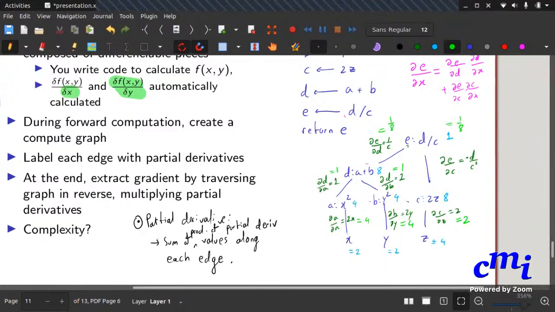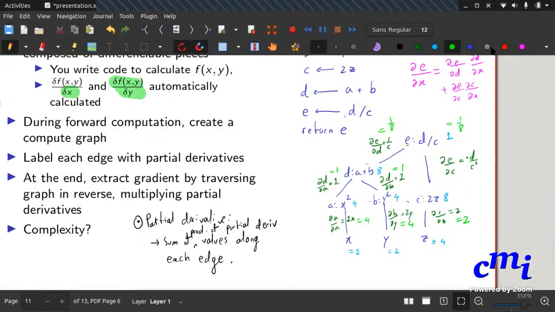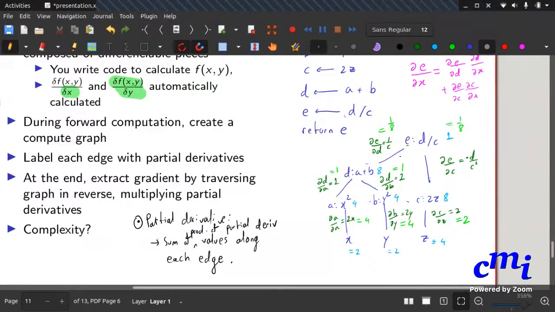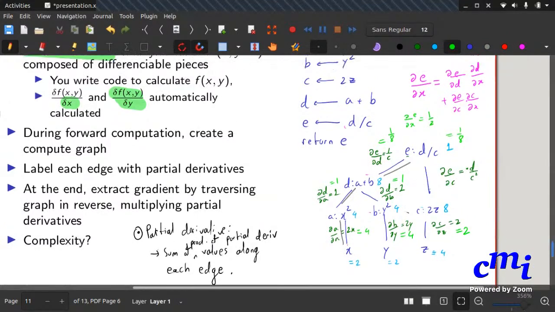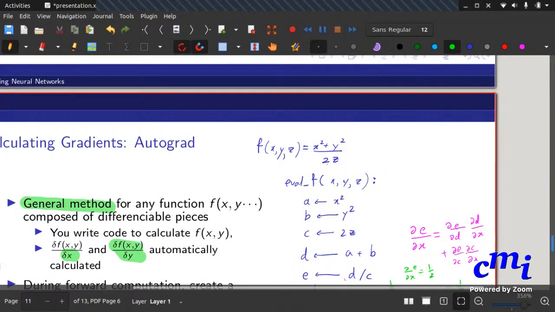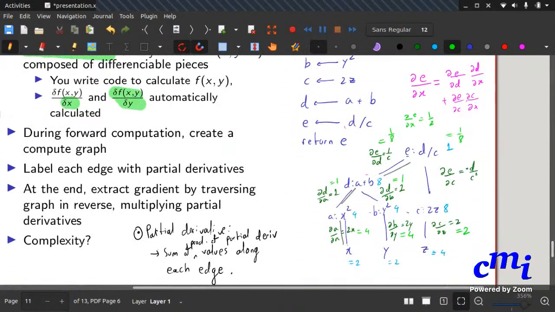So now if I want the partial derivative of E with respect to X, I look at all of the paths that go from X to E, right? In this case, there's only one such path, which is this particular one. And we take the product of all of the partial derivatives we're seeing along it. So we take 4 into 1 by 8, and we get delta E delta X is equal to half, right? And that makes sense, because 2z is a constant.